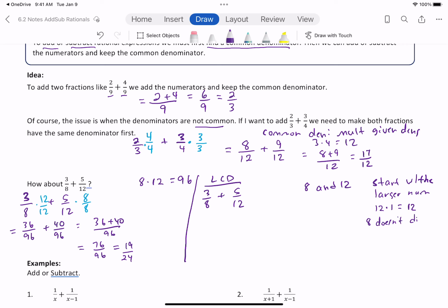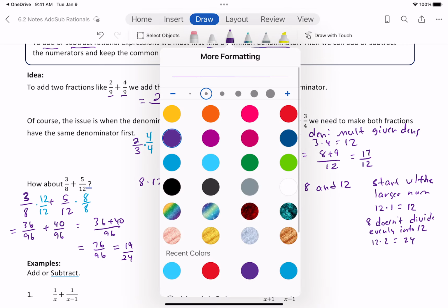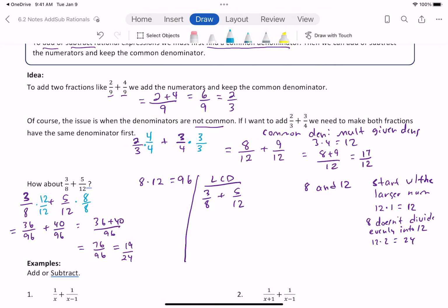So 8 doesn't divide evenly into 12. So then I'm going to go up 1. 12 times 2 is 24. And I'm going to ask myself the same question. Will 8 divide evenly into 24? And it does. So that means that my LCD is 24. And you see that's a lot smaller than the 96 that we got just from multiplying the denominators.